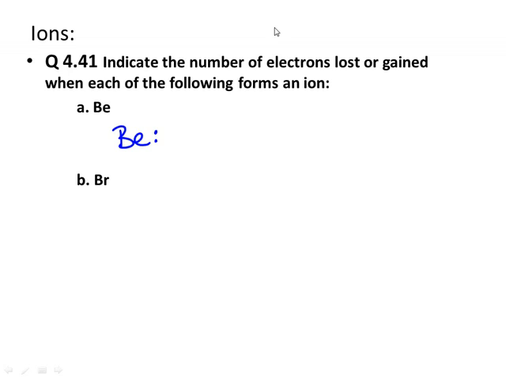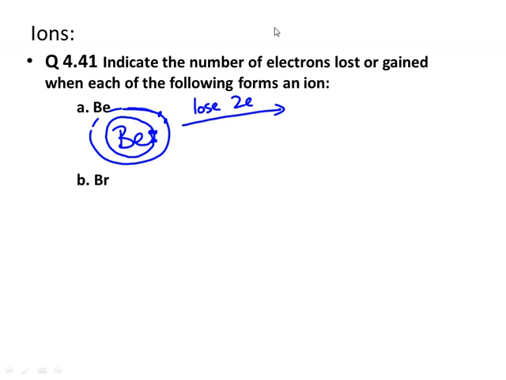Now, maybe I should draw the first shell for beryllium, the second shell for beryllium. The first shell has 2 electrons and the second shell also has 2. The valence shell is shell number 2. Beryllium can do one of two things. Beryllium could either lose 2 electrons. If it lost the 2 valence electrons, what is it left with? It is then left with just the first shell. The second shell is gone.